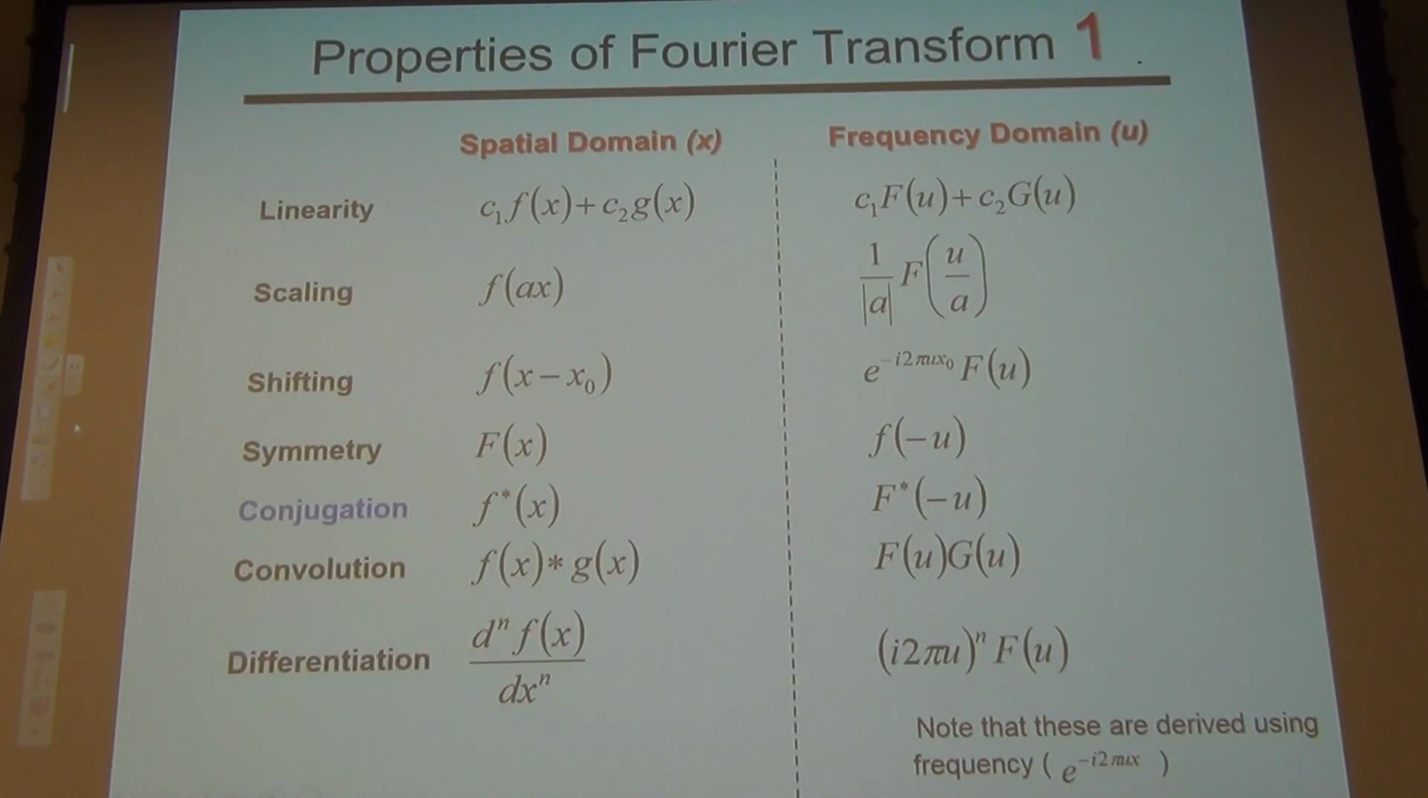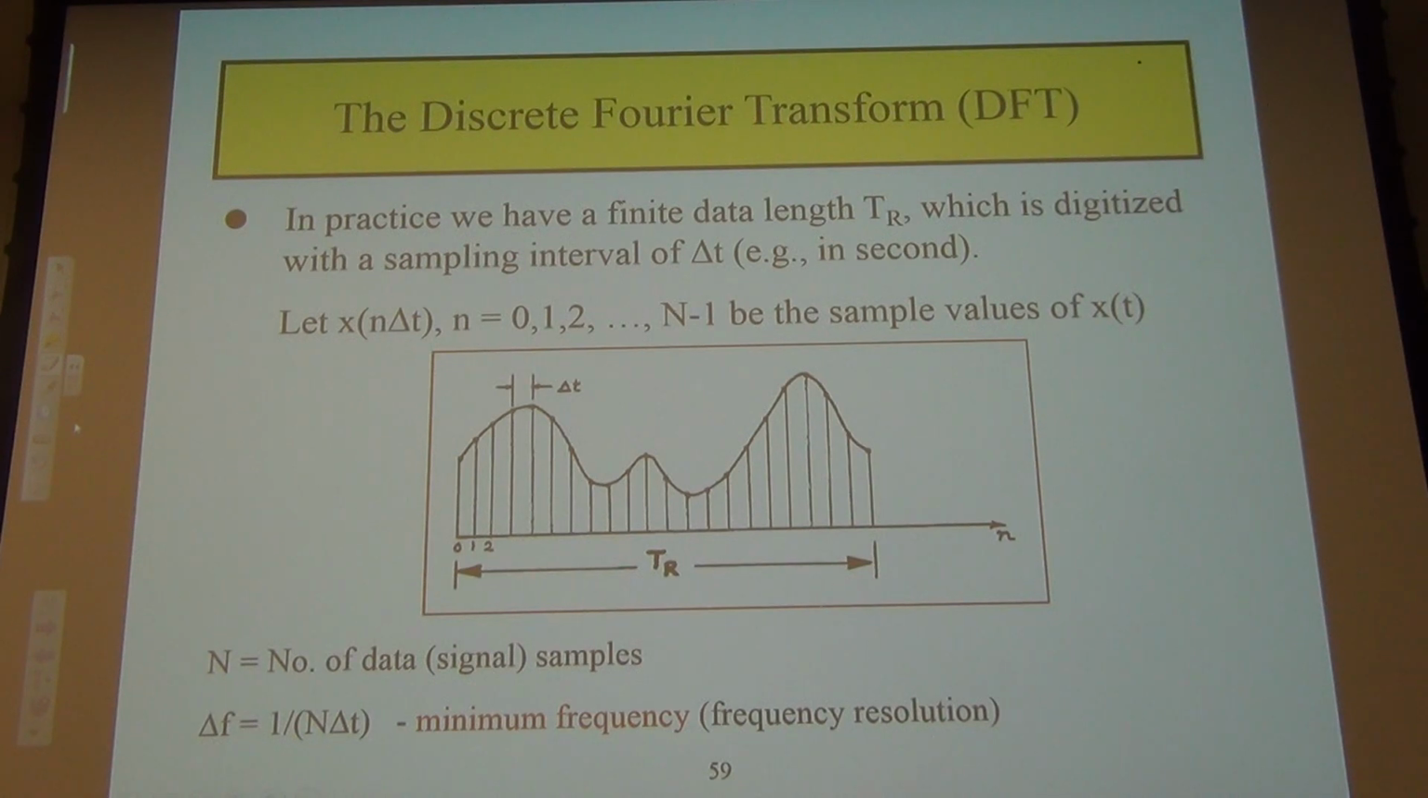Properties of the Fourier transformation: linearity, scaling, shifting, symmetry, convolution, differentiation. Okay. And discrete Fourier transformation. So in practice, we have just finite data lines, right?